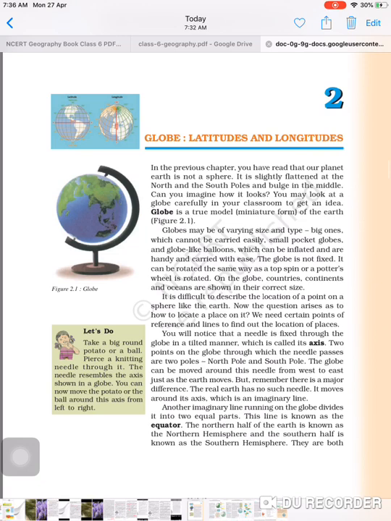And it may be of different shapes, big ones that cannot be carried easily, or small pocket globes and globes like balloons. The globe is not fixed, it can be rotated in the same way as a top spins or the potter's wheel is rotated. On the globe, countries, continents, and oceans are shown in correct size.